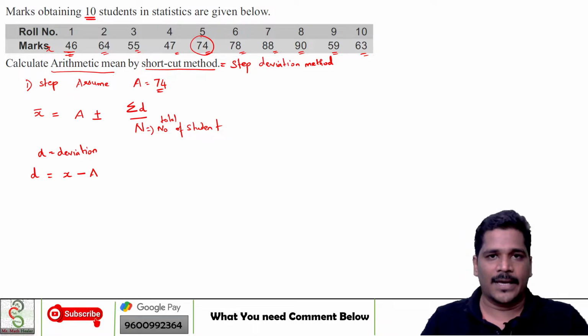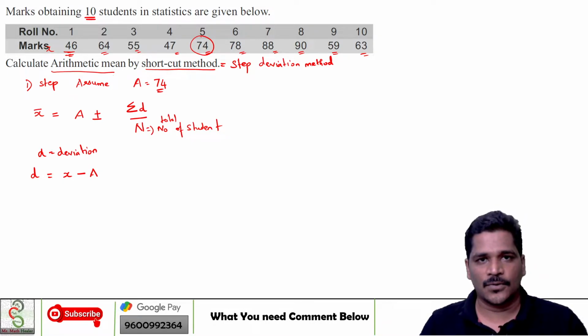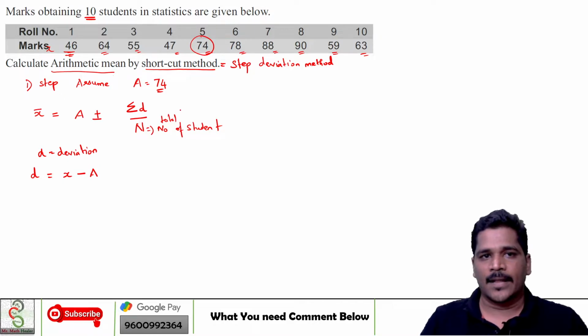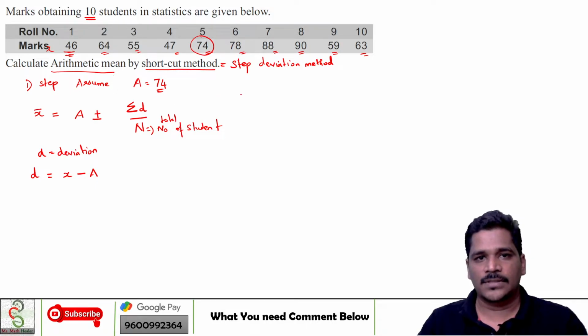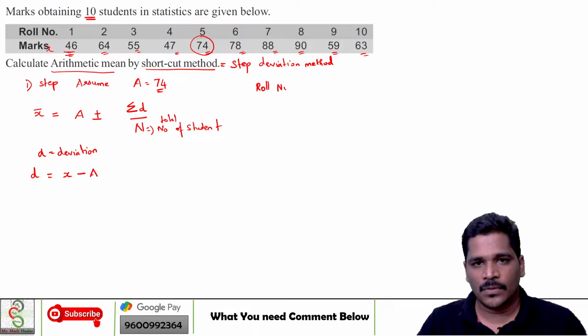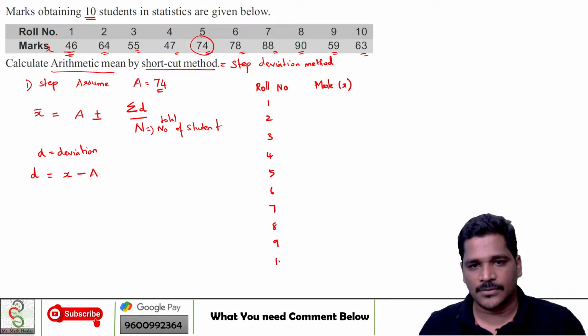So this is the formula. I explained about d and a also. Now we are going to calculate the arithmetic mean using the shortcut method, or step deviation method. First, the same thing we did in the direct method, we are going to write in column manner. Roll number and then mark. I take the mark as x. 1, 2, 3, 4, 5, 6, 7, 8, 9 and 10.